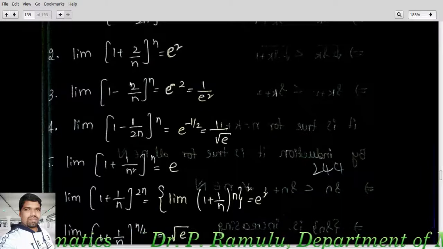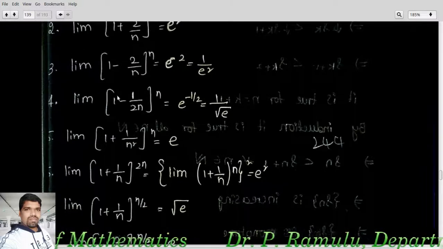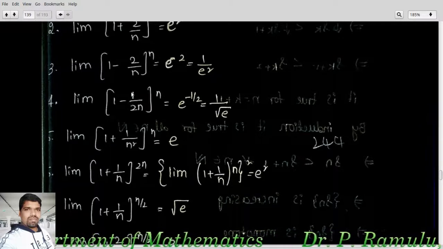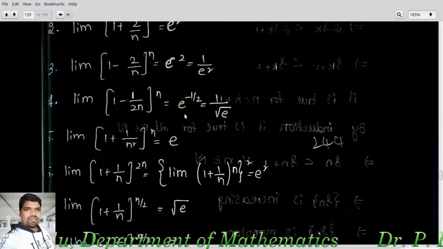In place of x, what we have here? Minus 2. That's why I am writing e power minus 2, that is equal to 1 by e square. Limit of (1 minus 1 by 2n) whole power n: here we have minus 1 by 2 in place of x. That's why I am writing e power minus 1 by 2, that is equal to 1 by root e.